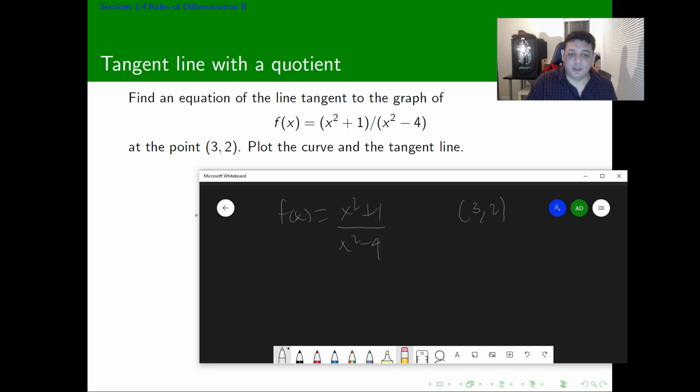Notice that when you plug in 3, you get a 9 on top, plus 1 is 10, 9 in here, minus 4 is 5, so 10 over 5 is 2. So this is indeed crossing that point.